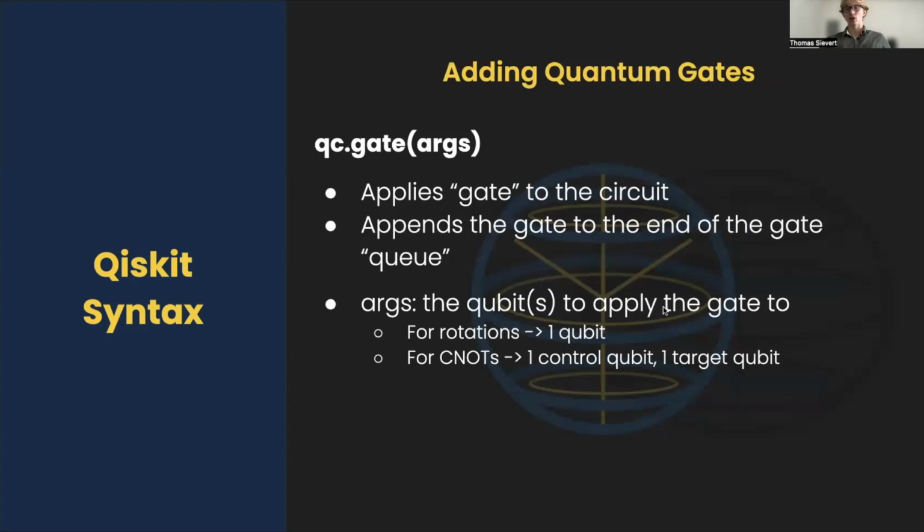So in terms of the arguments that we have to add to our gate, for now we're going to talk about 2 different types of gates, rotations and C-naughts. Rotations only take 1 argument, and the argument we give it is the qubit we are applying that rotation to. We'll get into what rotations and C-naughts are in the next couple slides, but I just want you to know that rotations take 1 argument, the qubit we're applying them to. C-naughts take 2 arguments, a control qubit and a target qubit. And again, we'll get into what that means in the next few slides.